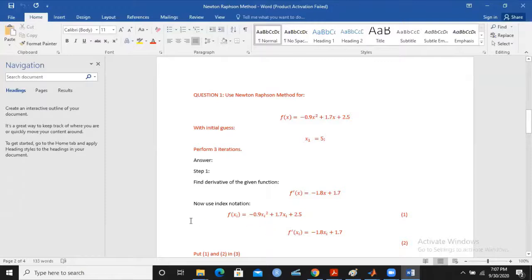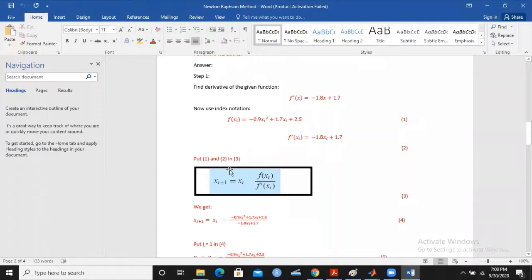Okay, now you will use the index notation. Now you can see that f of x was given to you in this form. Now I am using the indices i. Okay, similarly, f dash of x is given to you in this form. I'm using the indices i. Okay, this is the most important thing. Now I will substitute these values in the formula.